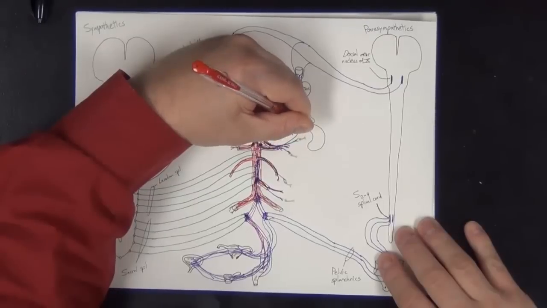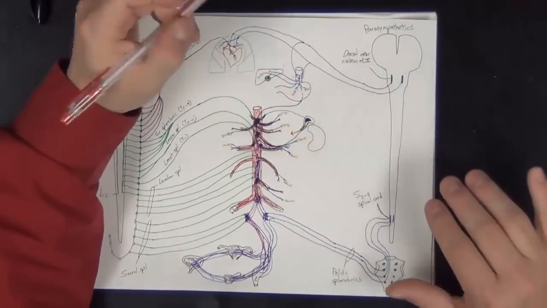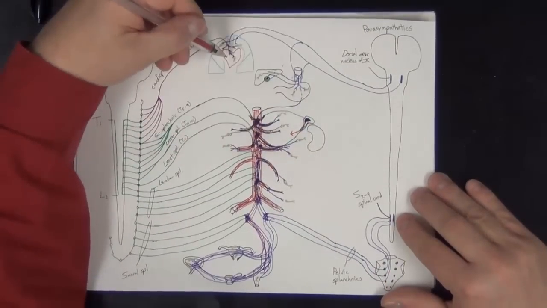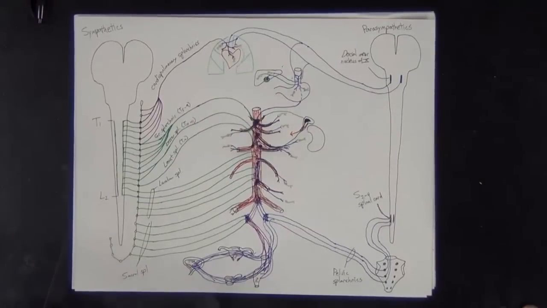So instead of synapsing with the target organ, they dump it into a nearby venule, which then makes it to the heart, pumps it all over the body. That's one quick exception I wanted to make sure everybody was aware of.